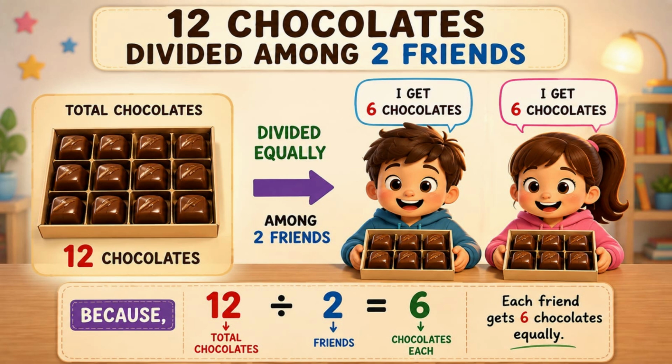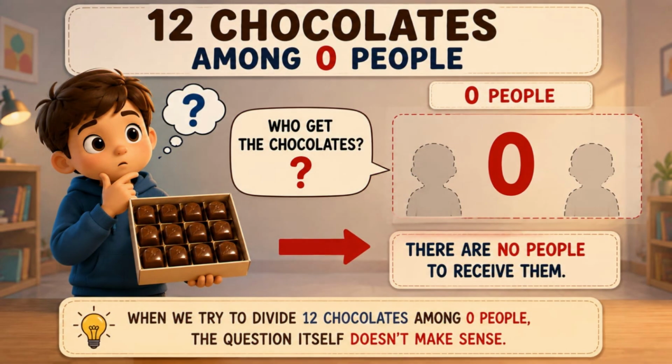But now let's ask a strange question. What if you try to divide 12 chocolates among 0 people? Who gets the chocolates? There are no people to receive them. The question itself doesn't make sense. Let's look at it using mathematics.